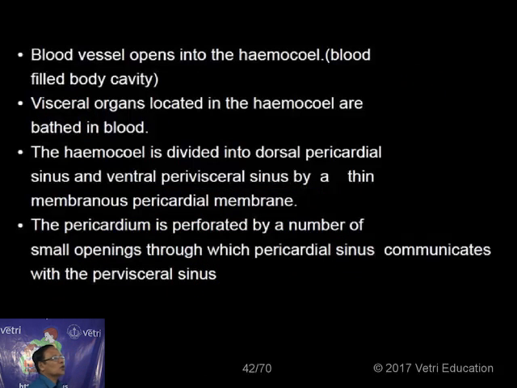Now, the small, poorly developed blood vessels open into the hemocoel. That is nothing but the body cavity filled with colorless blood. Almost all the visceral organs are found in the hemocoel, and they are bathed by the blood. So the visceral organs located in the hemocoel are bathed in blood. They are floating in the hemocoelic fluid. They are not isolated from the blood; they are bathed in it.